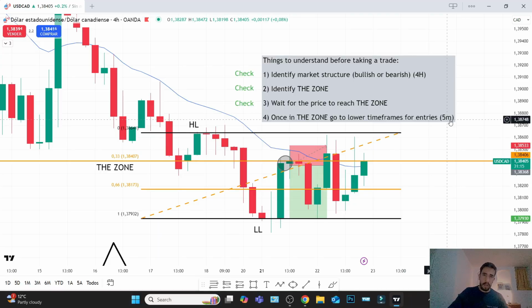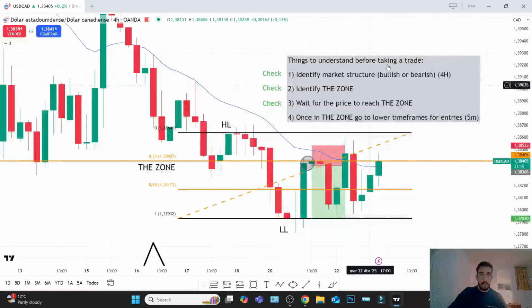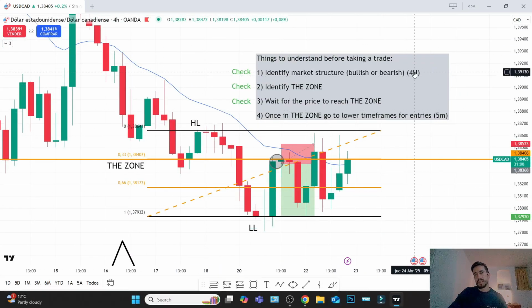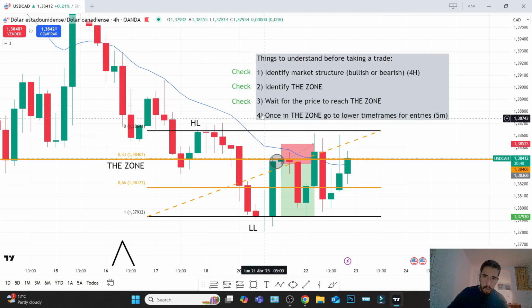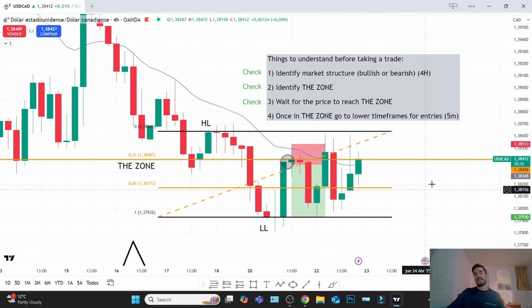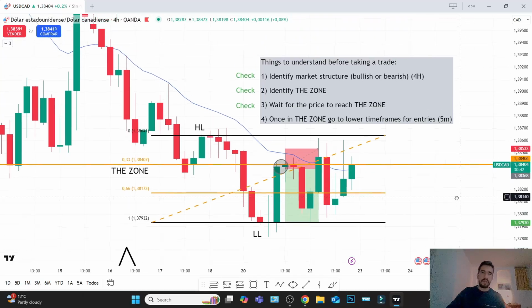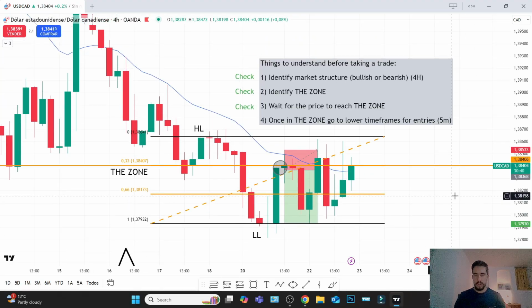In this case, what I do is look for the entries in the 5 minutes time frame. Okay, remember that the market structure that we checked here was in the 4 hours time frame, but that's only to understand the market structure, which at the same time is to identify the market direction, you know. So where the market is going, if it's going up, going down, whatever. But this fourth step is really important. It takes another video to not make this video so long.